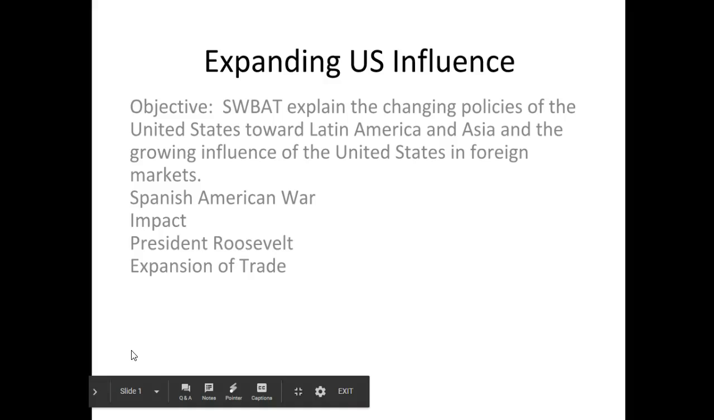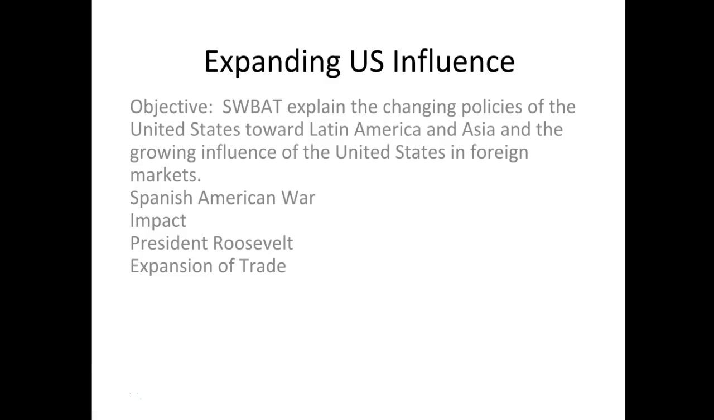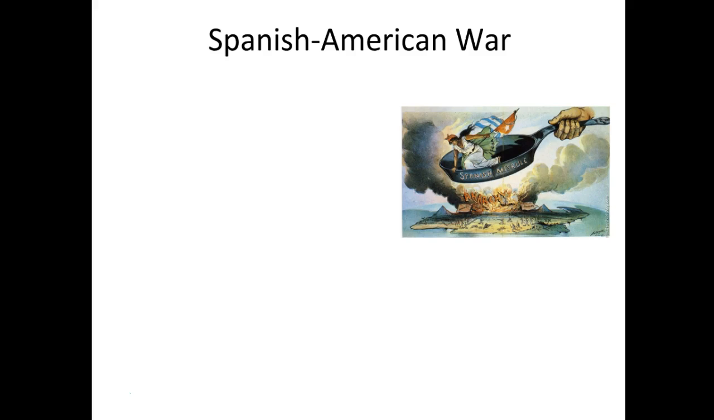Okay, this is lesson 8.1, expanding the U.S. influence. The objective for today is that you will be able to explain the changing policies of the United States towards Latin America and Asia and the growing influence of the United States in foreign markets. And we're going to talk about the Spanish-American War, the impact that had, President Roosevelt, and how he finally expanded our trade and became a global influence.